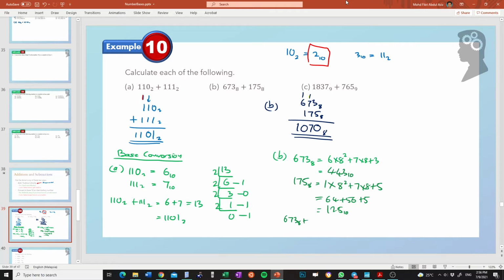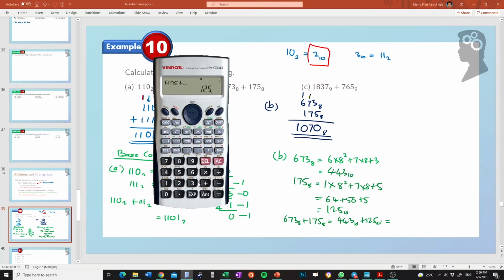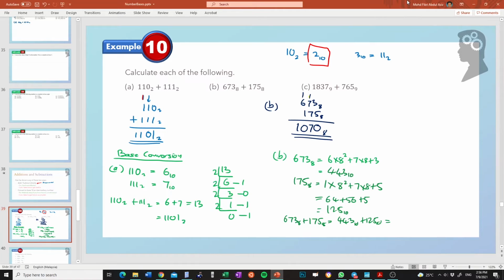So 673 base 8 plus 175 base 8 is basically 443 base 10 plus 125 base 10. I don't want to do it mentally, afraid of making mistakes. Okay, plus 443. So you got 568 base 10. Now convert it back to base 8.